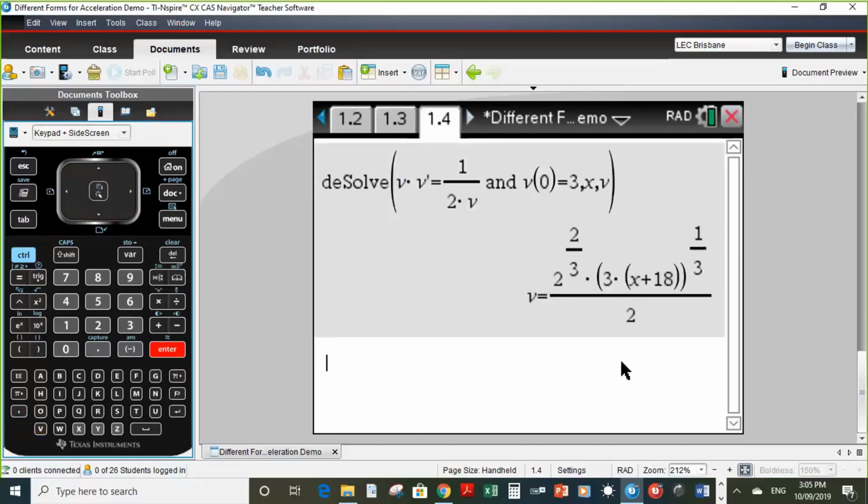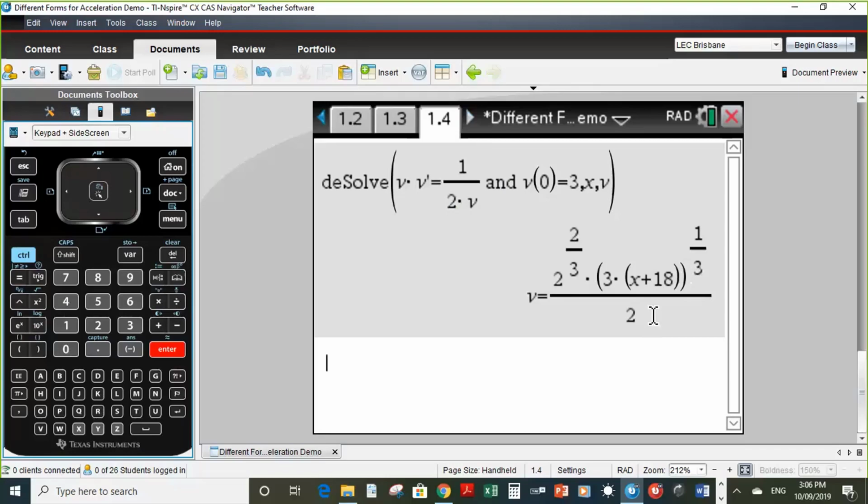The answer form looks quite unfamiliar there because you've got powers of 1/3 and 2/3, but I want you to note that 3 times x plus 18 is 3x plus 54. I also want you to note that 2 to the power of 2/3 divided by 2 means that we have a denominator of 2 to the power of 1/3. So in essence, it's equal to 3x plus 54 all over 2 to the power of 1/3, or in other words, 3x on 2 plus 27 to the power of 1/3.